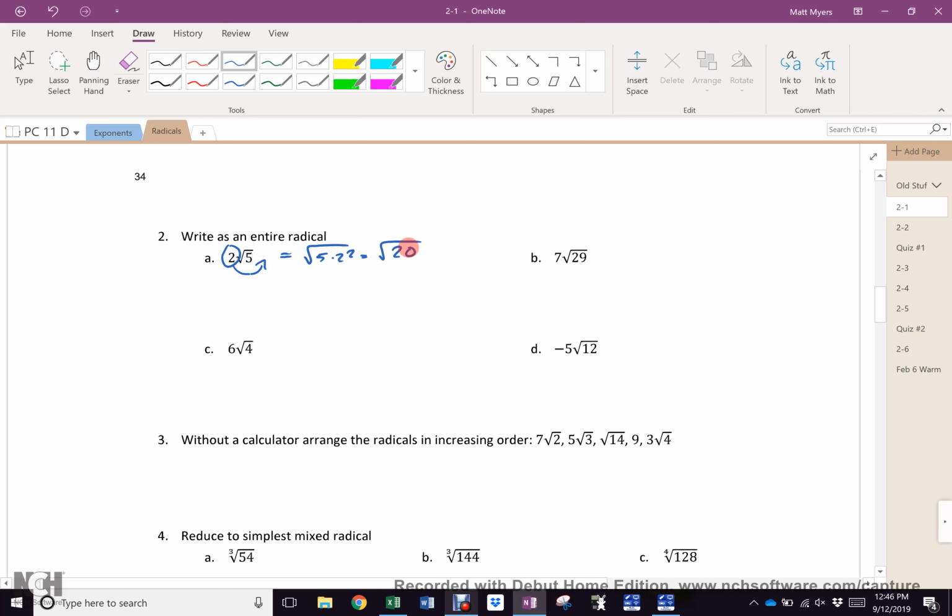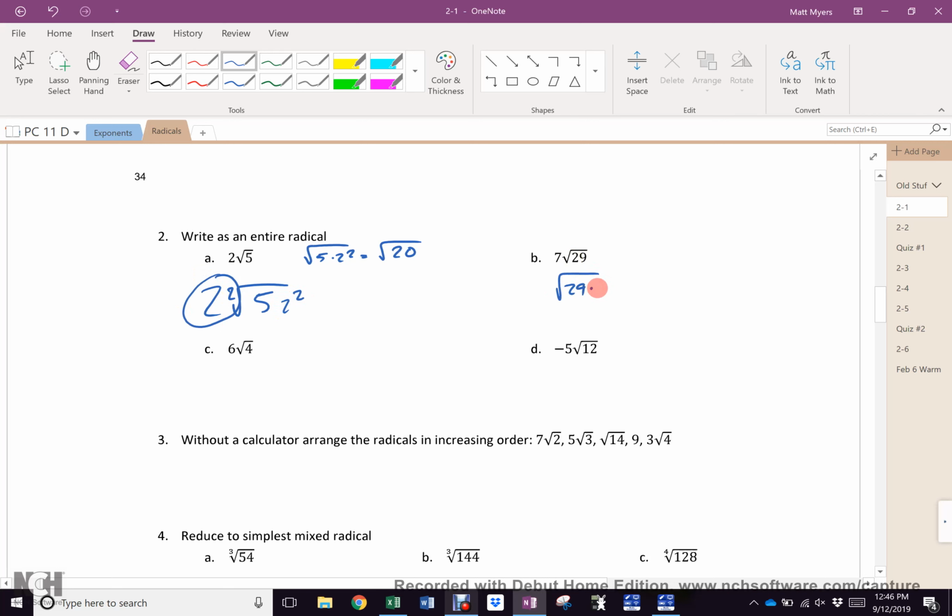Now there's a shortcut here. What should be the index that is written right there? 2. See how that little 2 has that little 2 right there? That's a nice hint. That means that is what lives under there. So what's this one going to be?